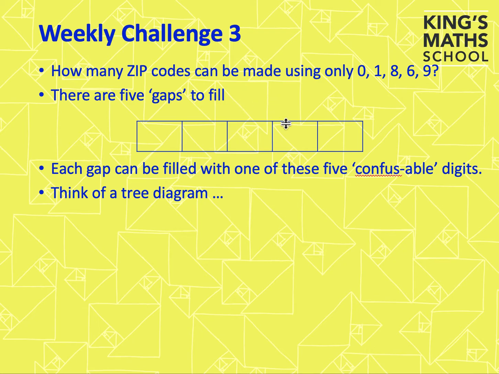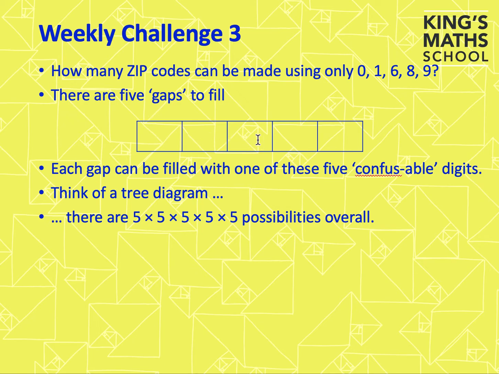And then for each of those, there's 5. That's 625. And then for each of those, there's 5. And so in total, that will be 5 to the power 5, or 3,125 possibilities overall. 5 here, 5 here, 5 here, 5 here, 5 here.